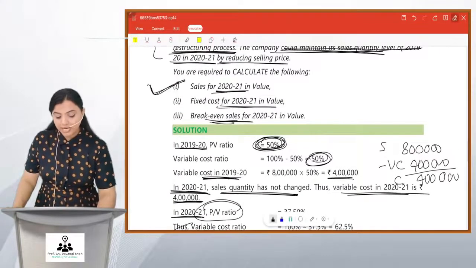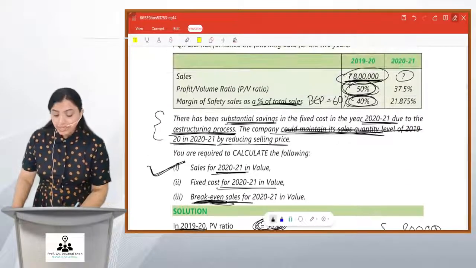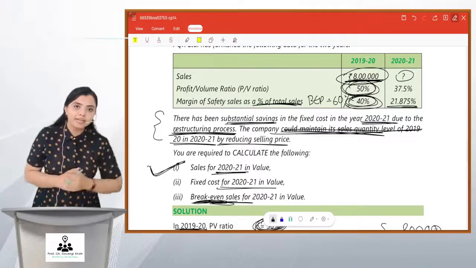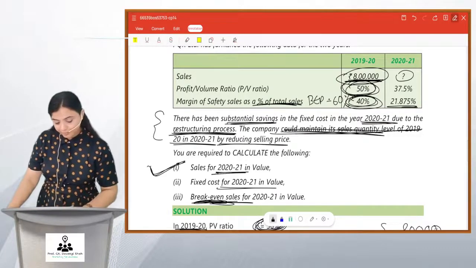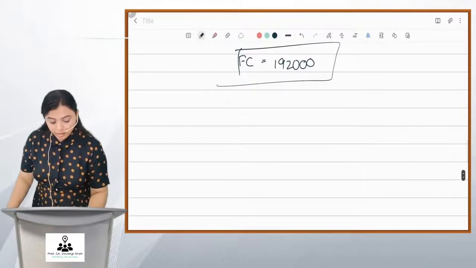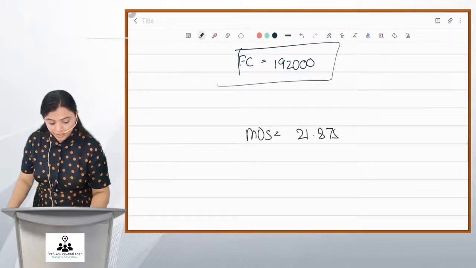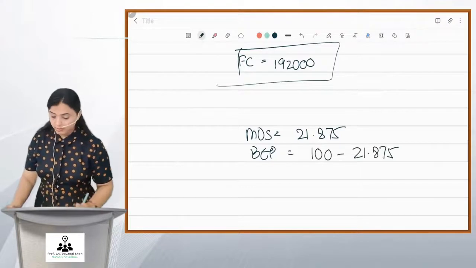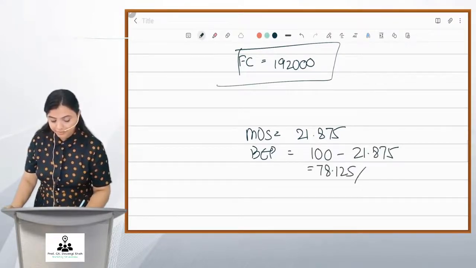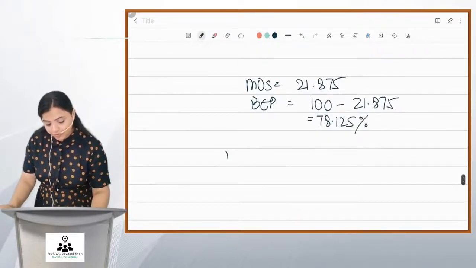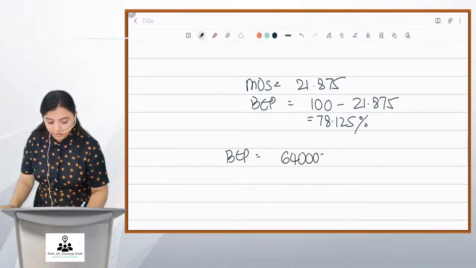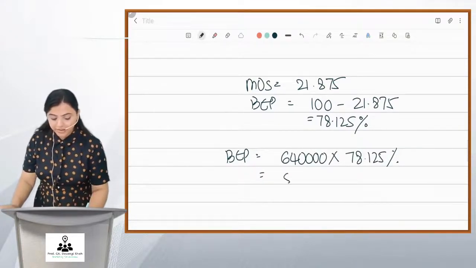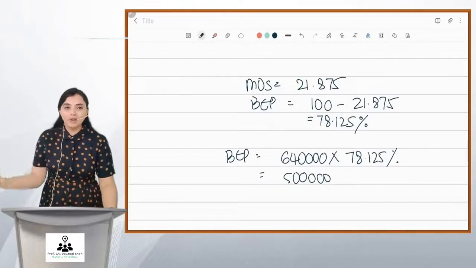Now they are asking you, what will be the BEP? The third part, they have asked us BEP. So as I said here, if 40% is margin of safety, 60% will be BEP. So friends, if 21.875% is margin of safety, what will be the BEP? Your margin of safety is 21.875%, so your BEP will be 100 minus 21.875. How much do you get? It's 78.125%. Correct? So this will be your BEP. So friends, BEP, if you see, your sales is 6,40,000 into 78.125%. You get 5 lakhs as your BEP. So now we have got BEP also.